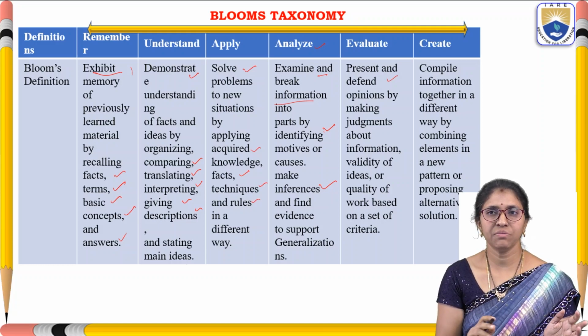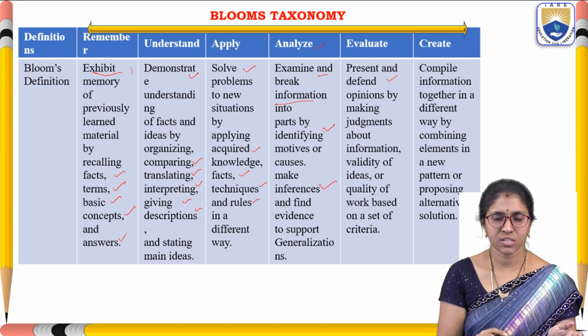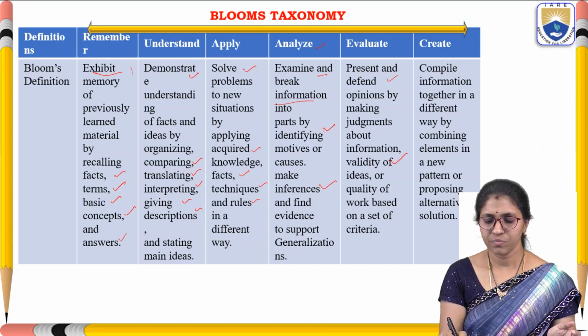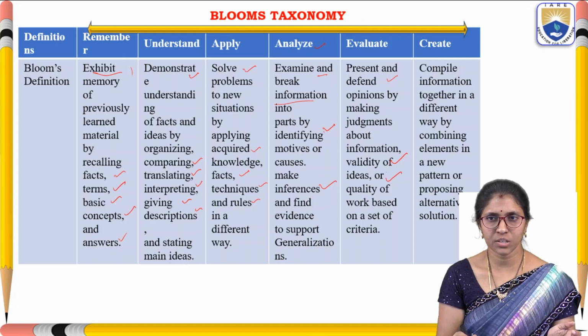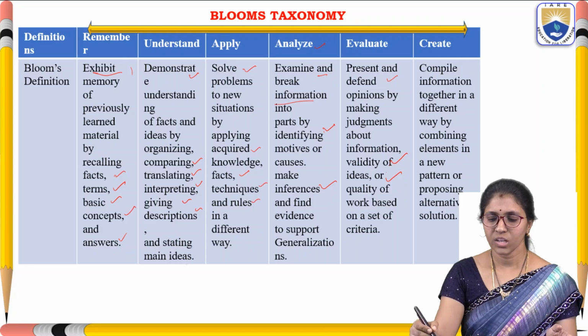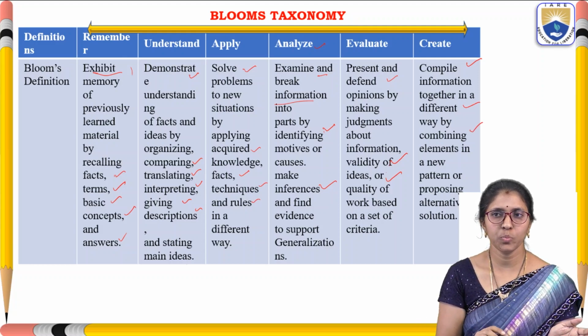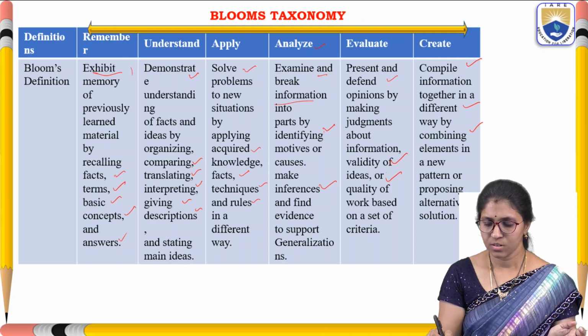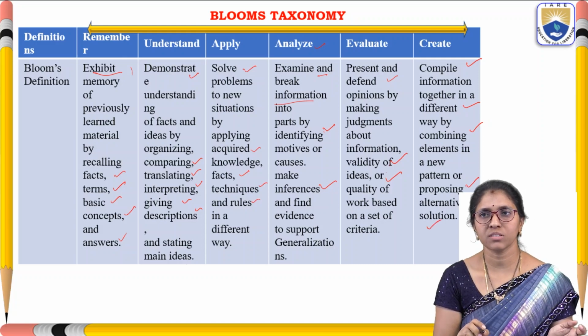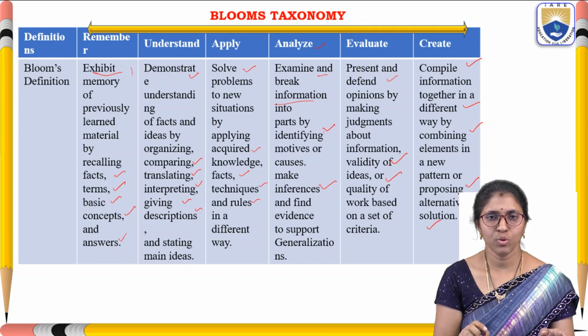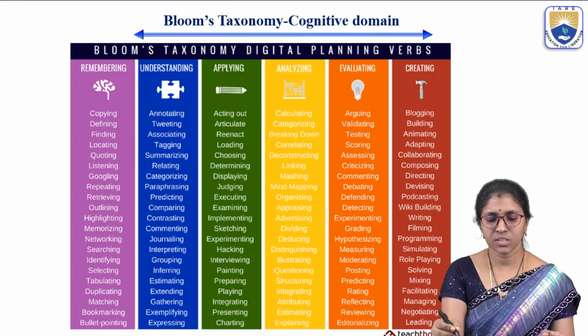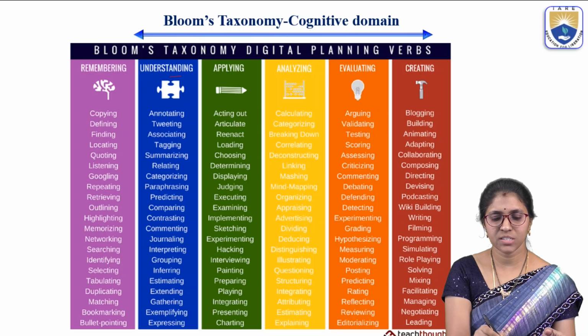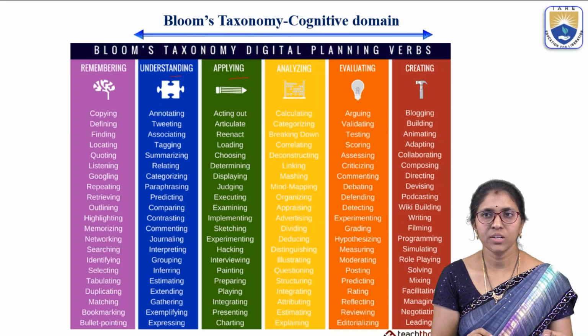Evaluate means presenting and defending opinions by making judgments about information, validity of ideas or quality of work based on a set of criteria. Create means compiling information together in a different way, combining elements in a new pattern or proposing alternative solutions. So this is about create in Bloom's taxonomy.